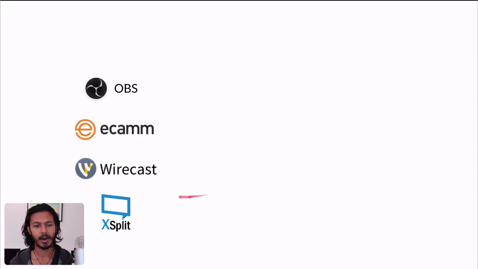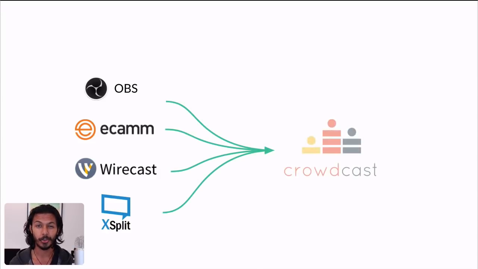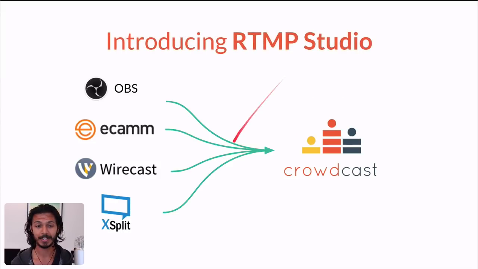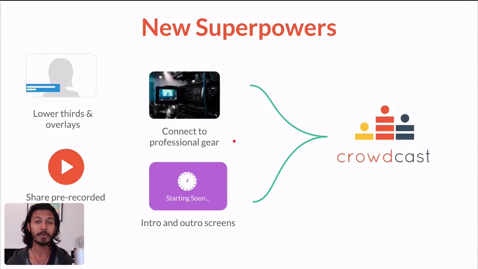Now, all these applications, I'm very excited to share with you that as of today, all of them can plug directly into Crowdcast, and we call it RTMP Studio. So what that means is all those superpowers that I mentioned, the ability to add lower thirds, connect to professional gear, share pre-recorded content, add intro and outro screens, all those superpowers are available for you in your Crowdcast event. And it doesn't stop there.